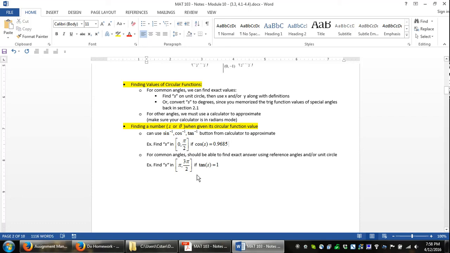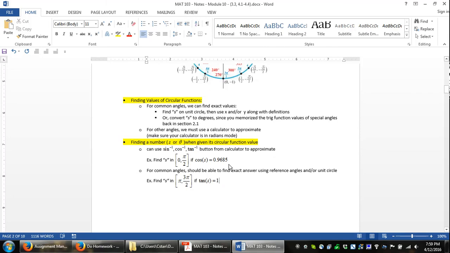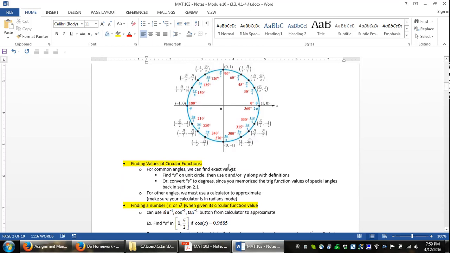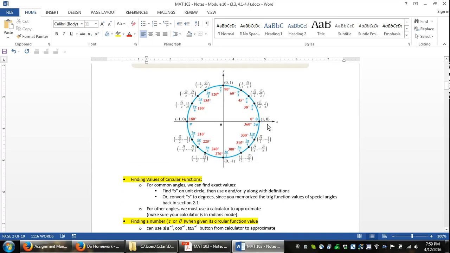Now, this is a kind of weird example right here. I don't know that I even will give you any like that. A better example would be, say, find your angle or find your arc length if, let's say, cosine is equal to negative square root of 3 over 2. So let's see, where here is cosine? Cosine is my x values. Where is that equal to negative square root of 3 over 2?